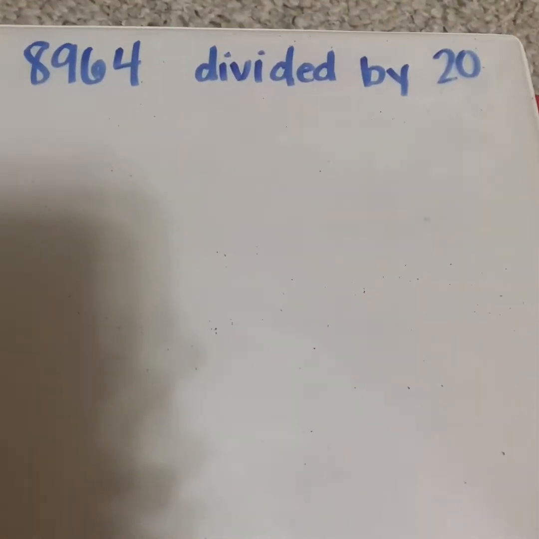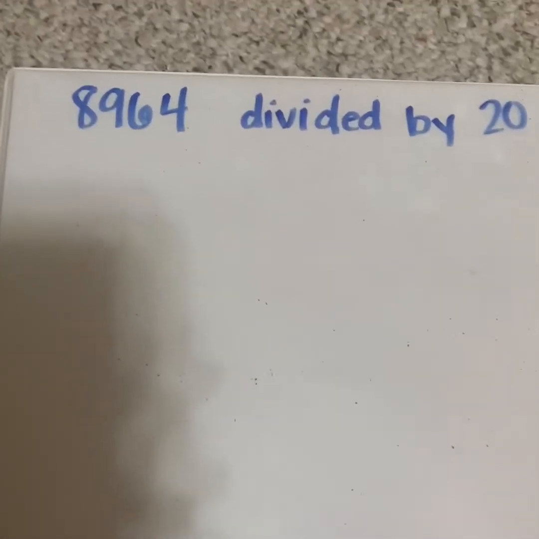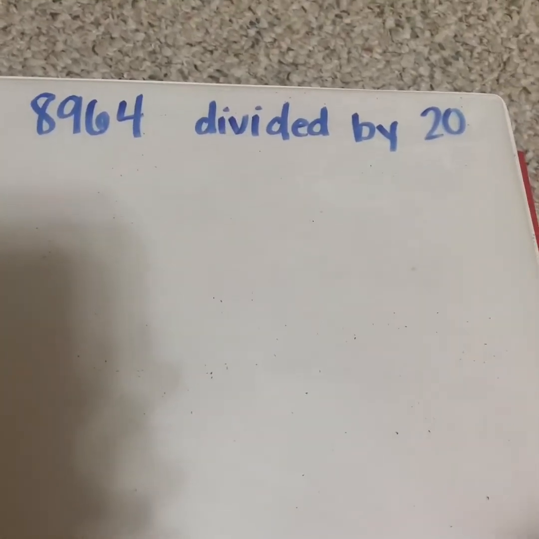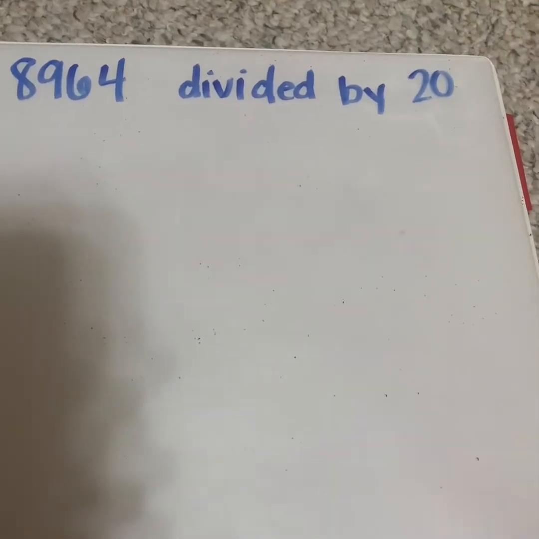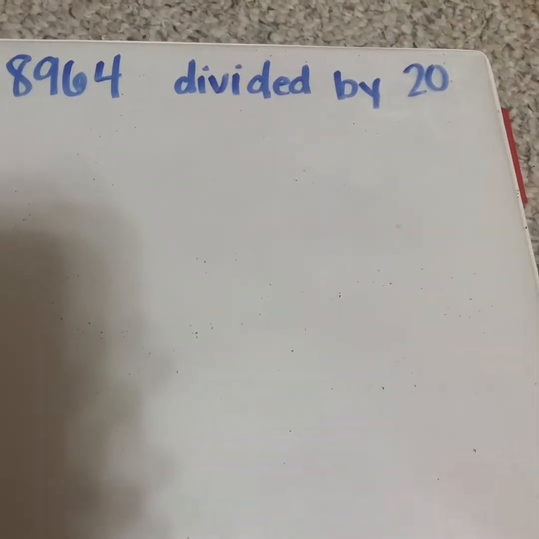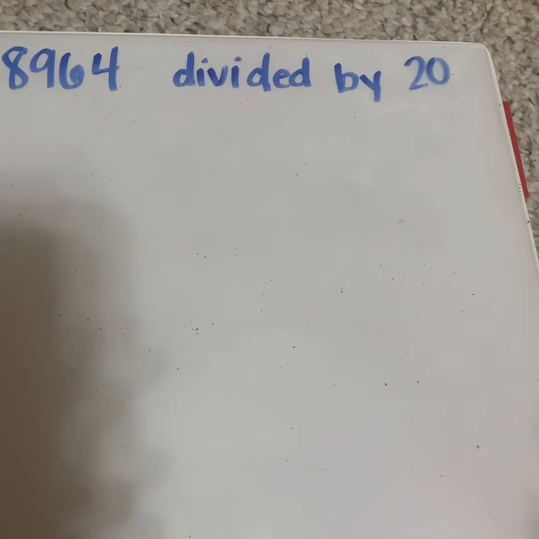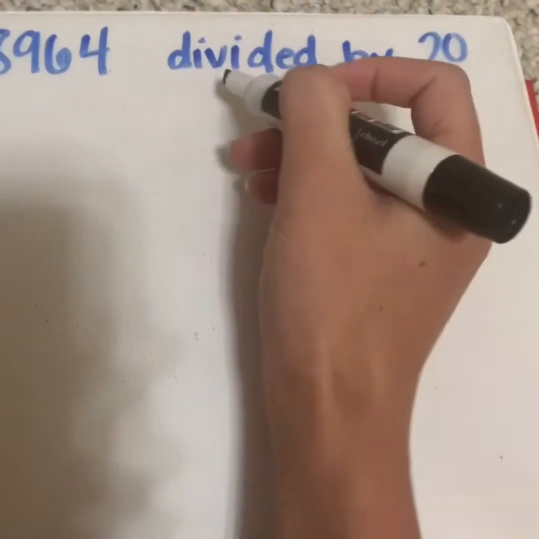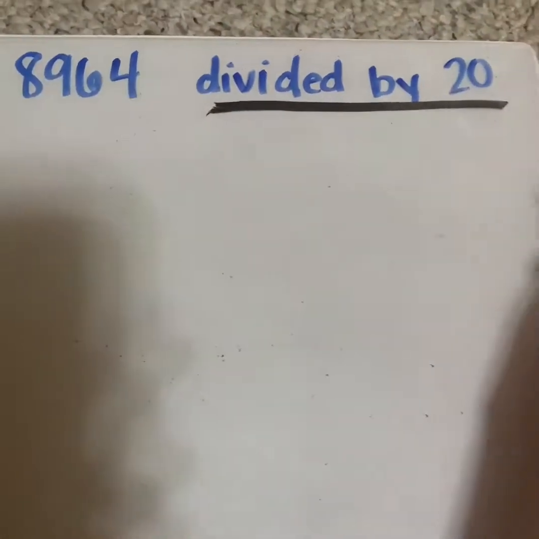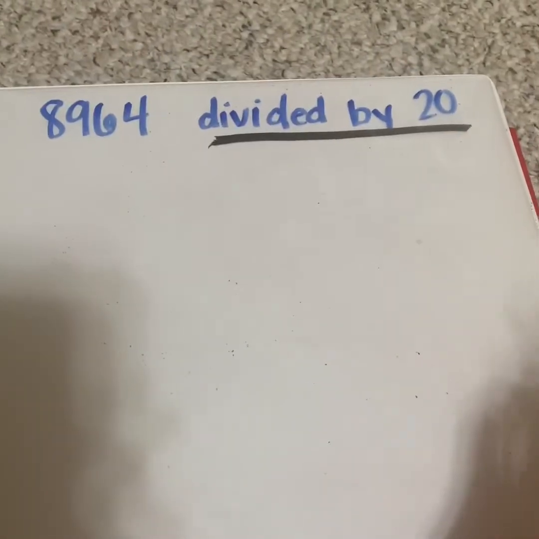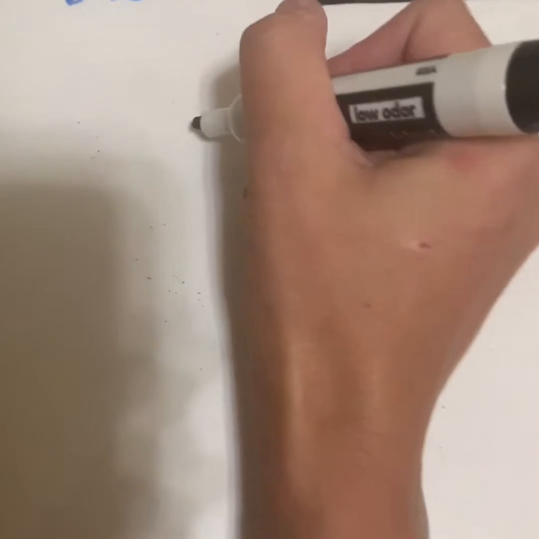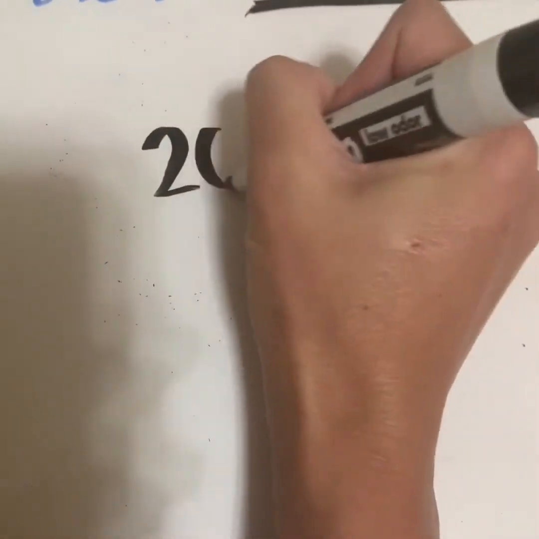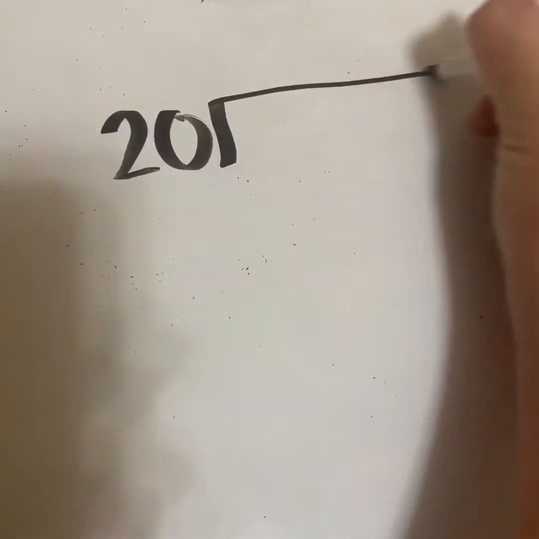For this problem, we have 8,964 divided by 20. So this problem is written out in words. It's not written with a dividend and a divisor. We have to figure that out on our own. So we know it's being divided by 20. So what we just learned is that our divisor is what we are dividing by. So 20 is going to be my divisor because that's what I'm dividing by.